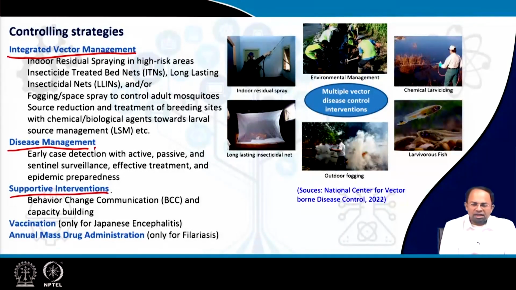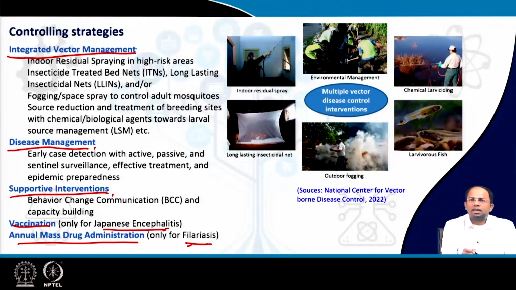Then there are supportive interventions, and then vaccinations, which is only for Japanese encephalitis, we have got vaccines, and annual mass drug administration. That means we distribute medicines, which is for filariasis, we have medicines to treat filariasis. Whereas for others, we don't have direct vaccines or medicines.